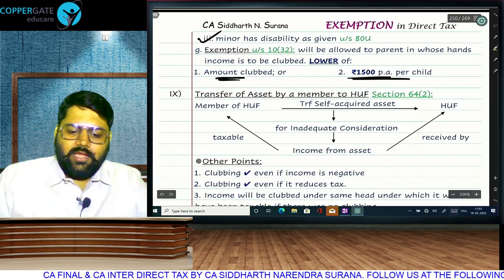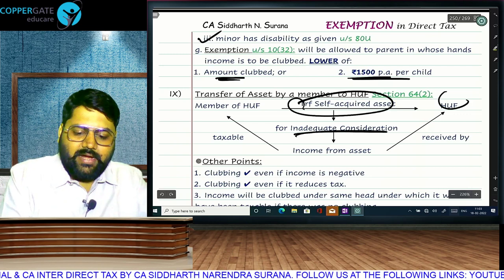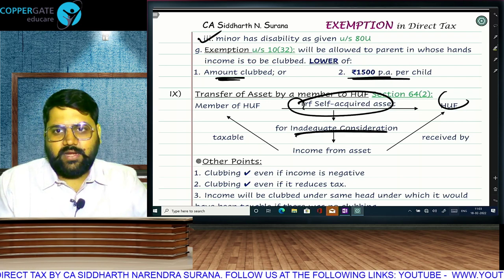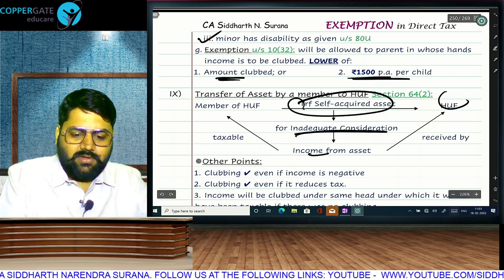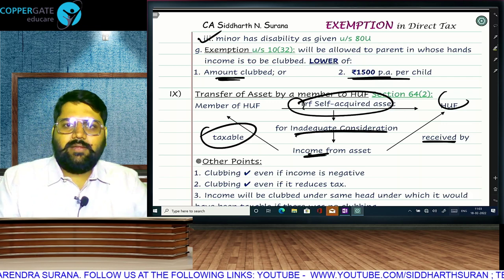And last point, if a member of HUF is transferring his self-acquired asset to HUF for inadequate consideration. Inadequate is compulsory, because if it is adequate, it's a sale, you can do it to anyone. Member of HUF transferring self-acquired asset to HUF, then the income will be received by the HUF but taxable for the member. That's the last section of clubbing, 64(2).